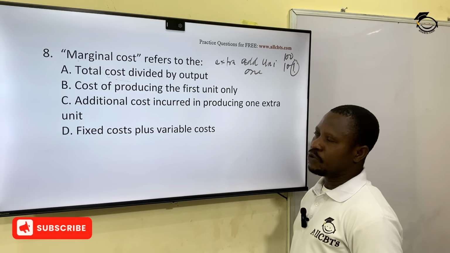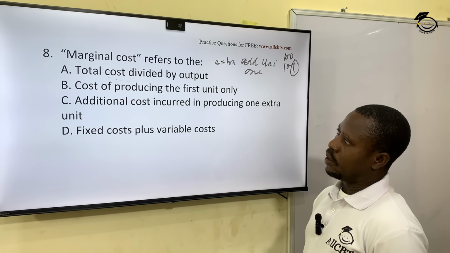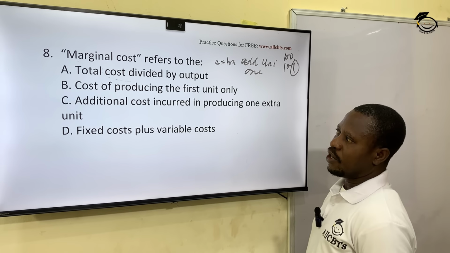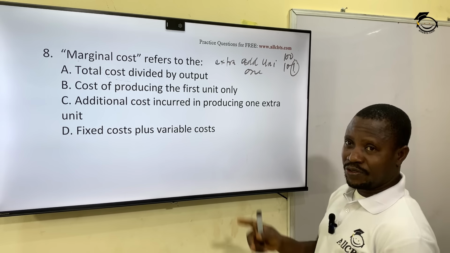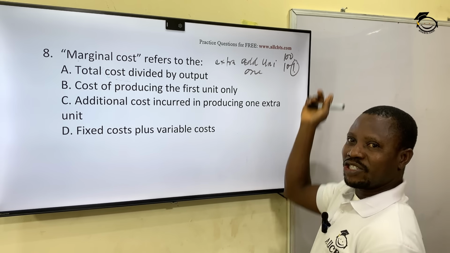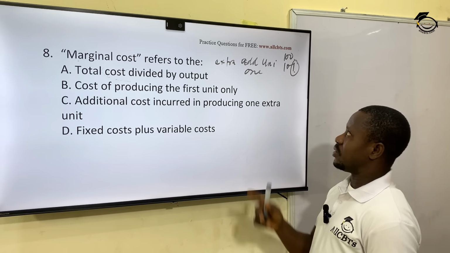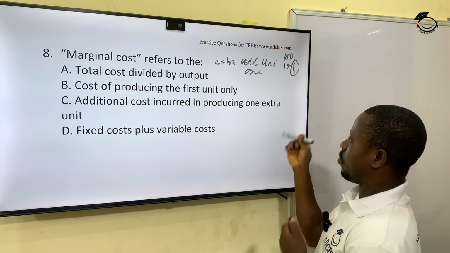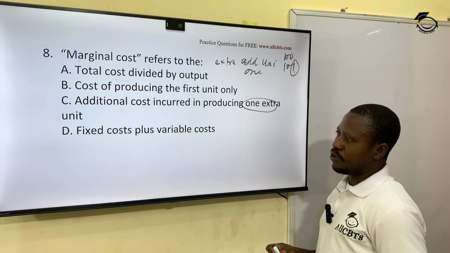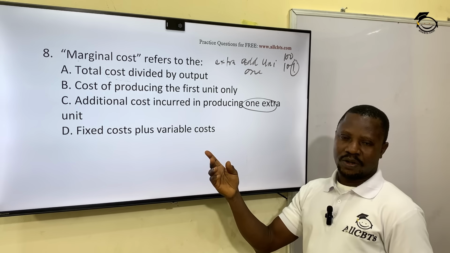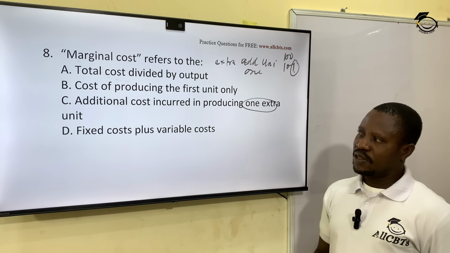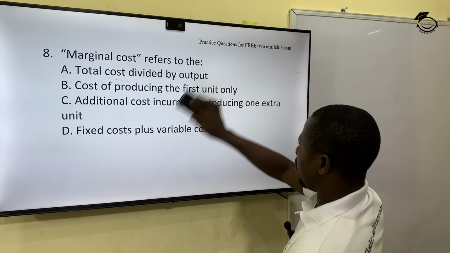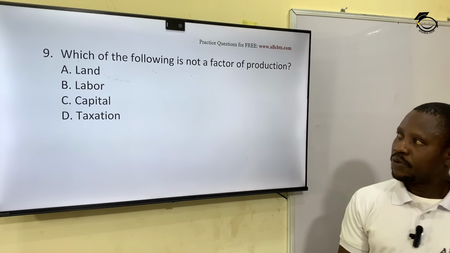So which of these options stated this? Total cost divided by output? No. That is talking about average revenue per one. Then cost of production, the first unit only. First unit, no. It's not the first unit, but the additional units after the original quantity, the extra one. Additional costs incurred in producing one extra. Can you see what I said? One extra. Okay? Fixed cost plus variable cost. That is total cost. All right? So the answer is C. Additional costs incurred in producing one extra unit. Very well. The next question.